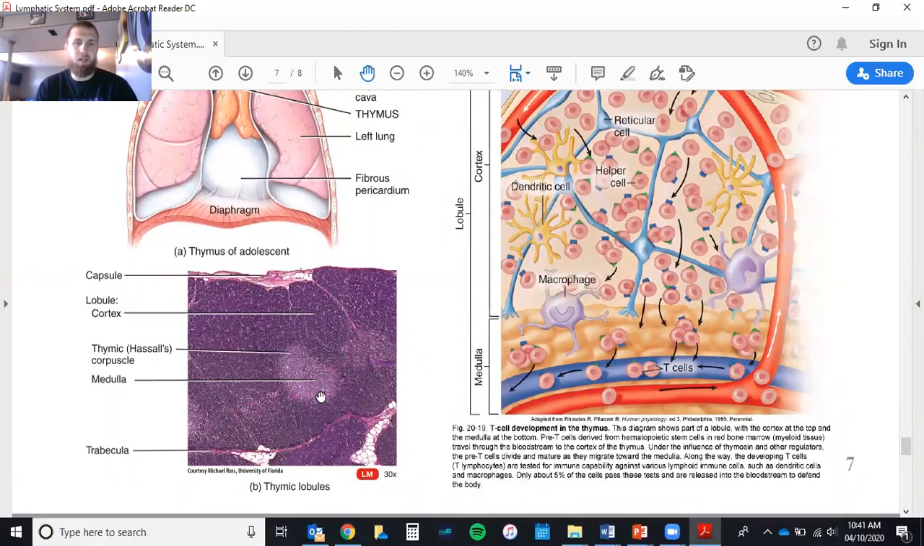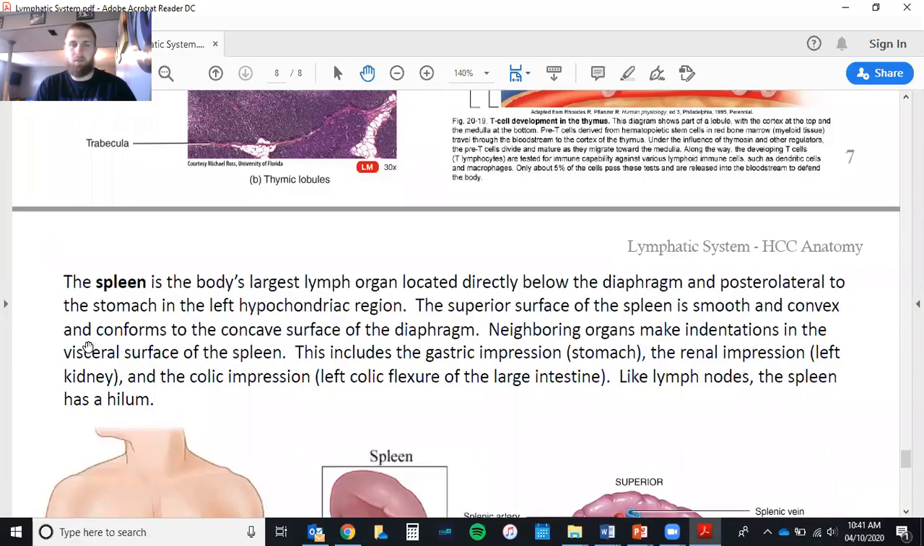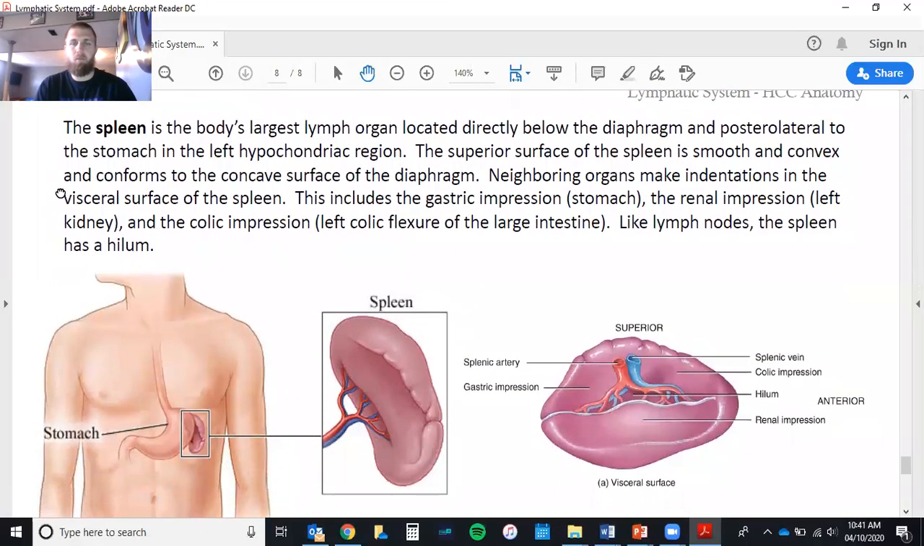This picture shows you kind of the same thing I showed you with the lymph node, the capsule on the outside with the projections inward. This would be one singular lobule, which is kind of cool to see. Not something I would worry too much about studying though.